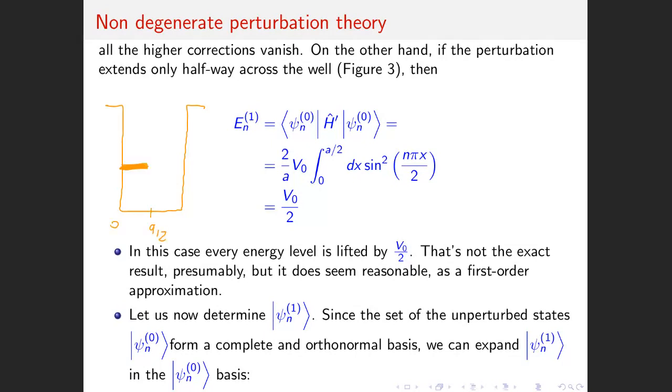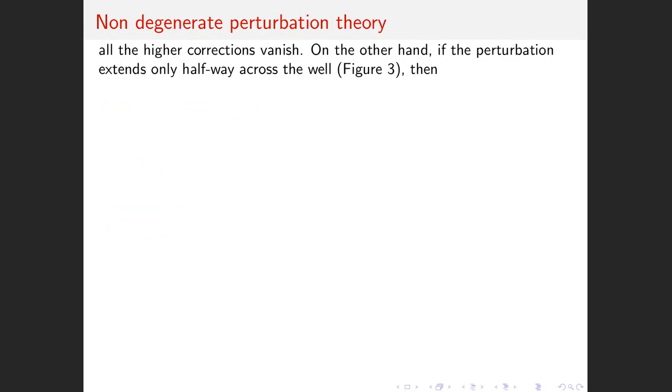And between a over 2 and a, you leave it as it is. Right? And what is the change in the energy for this one? So we use the same formula: E_n^1 is given by ⟨psi_n^0| V |psi_n^0⟩. If you want, you can call it H prime.